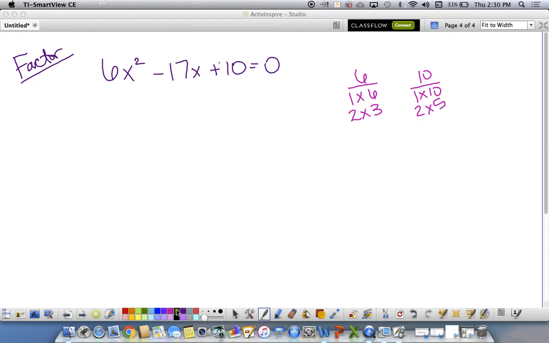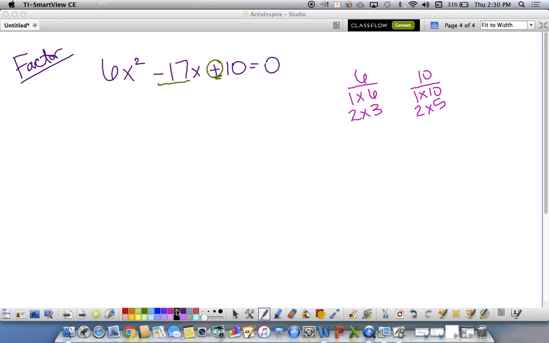Okay? In this, I'm adding factors to equal a negative 17. So what does that mean? Everything has to be negative. A negative times a negative will give me a positive here. But I'm still adding the factors.